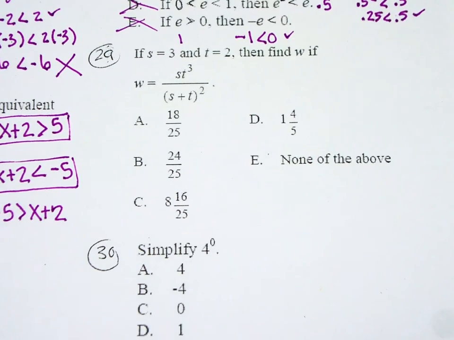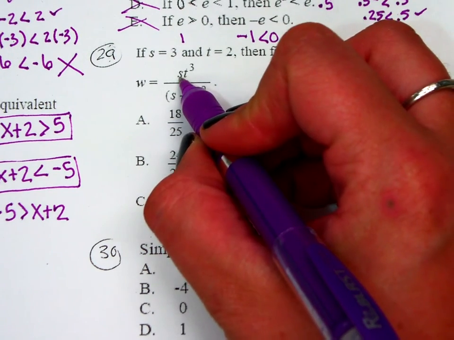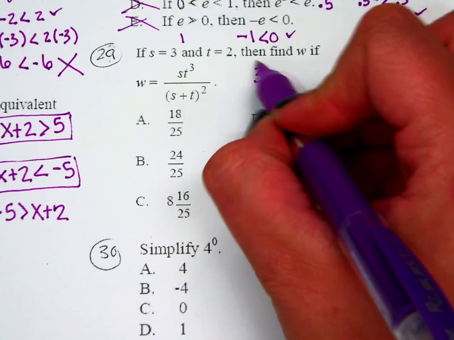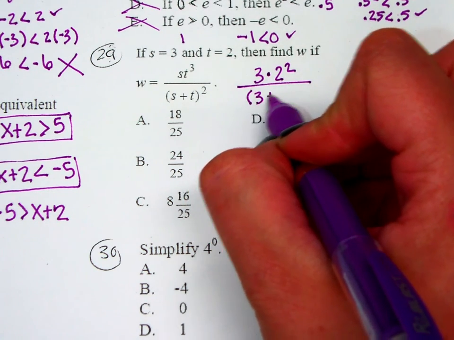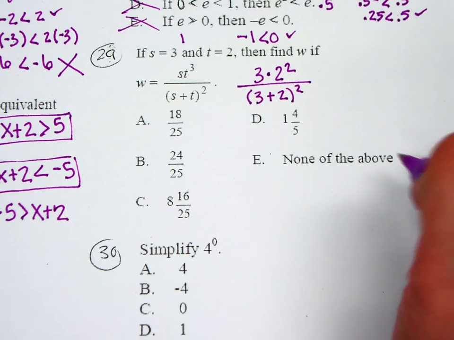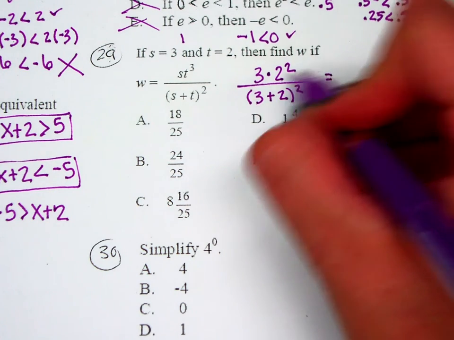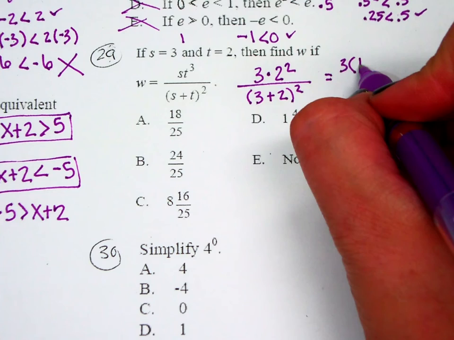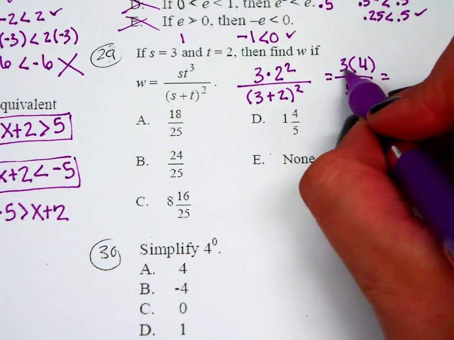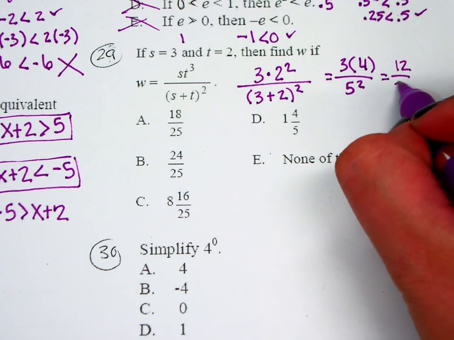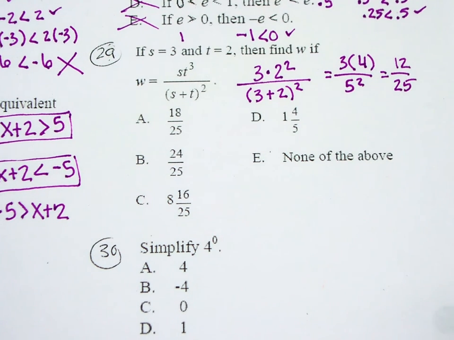29 is a basic substitution question. We're just solving for W, so I would just substitute. S is 3, so 3 times 2 squared all over 3 plus 2 quantity squared. So 3 times 2 squared is 4 all over 5 squared. 3 times 4 is 12 divided by 25. Now looking at your answer choices, no, it's not.